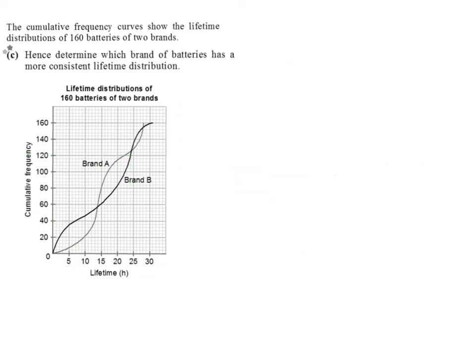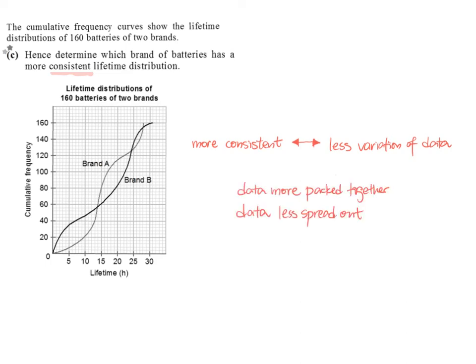So finally, here's the more meaningful part. Is battery A more consistent or battery B? If you're talking about which one has a longer lifetime, maybe you look at the mean or the median or even the mode. But we're not talking about that. We're now talking about the consistency. And the more consistent the data is, the less variation of the data. In other words, the data are more packed together and less spread out.